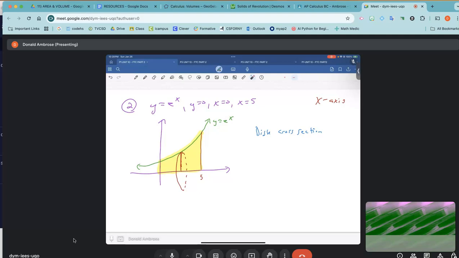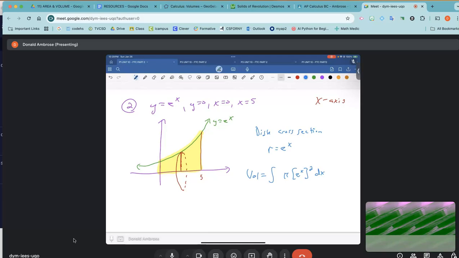The radius of this disc cross-section, hopefully we agree, is that length there, which can be captured by the graph of y equals e to the x. So I'm just going to write that our radius here is e to the x. And now, because we know there's a disc cross-section whose radii are essentially just e to the x, the volume of this solid will be pi times our radius, which is e to the x, whole thing squared dx.